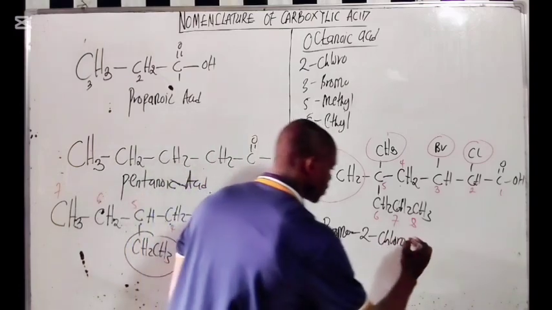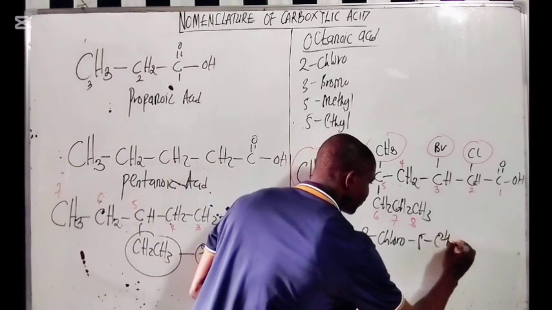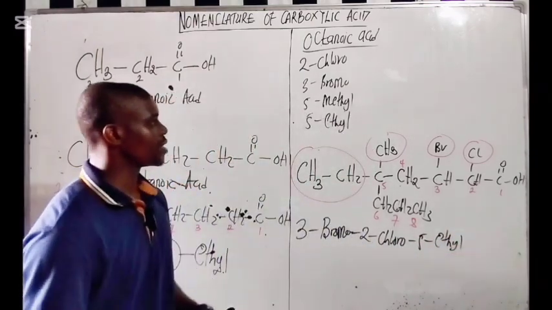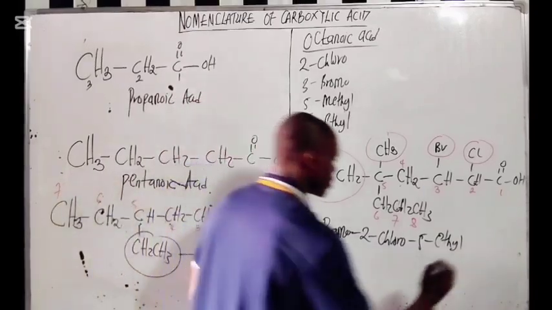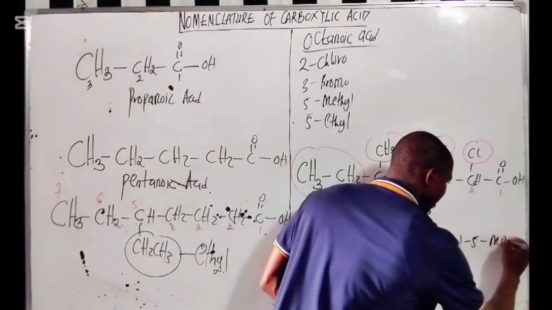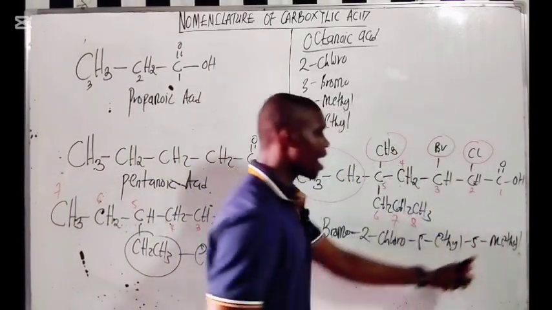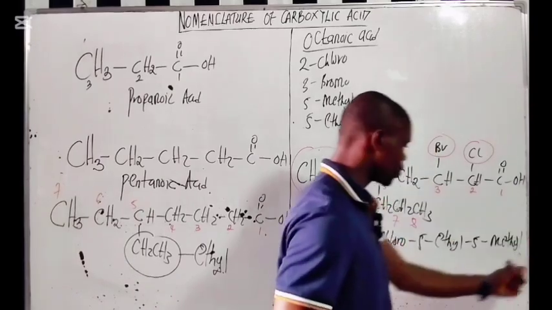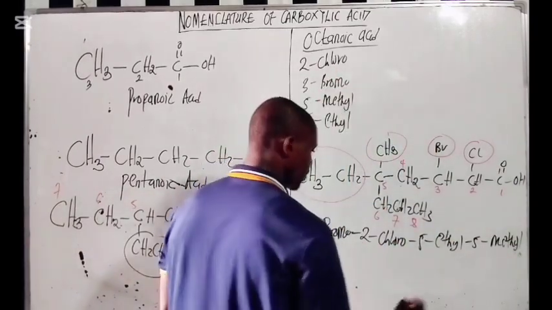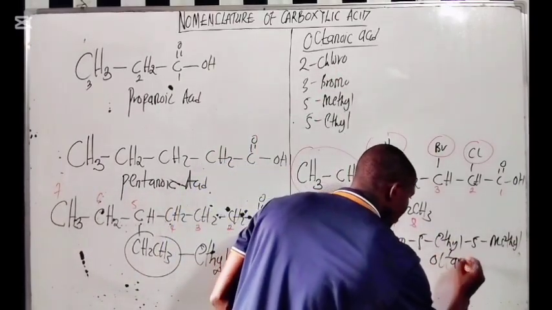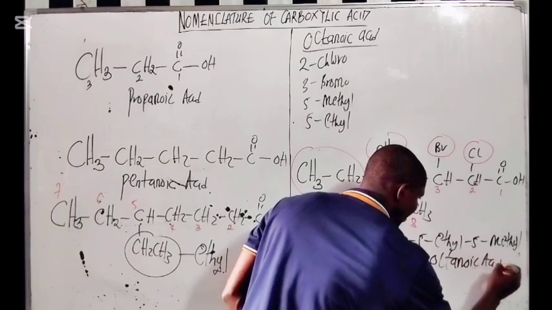So it's going to be 5-ethyl. After ethyl, what is the next thing? Methyl. So it's going to be 5-methyl. Right? Remember, I don't have any other space again, so I cannot write on the other side here. So I'll just move this, octanoic acid. So it's going to be octanoic what? Acid. Do you see that?